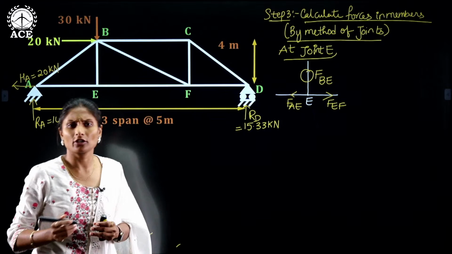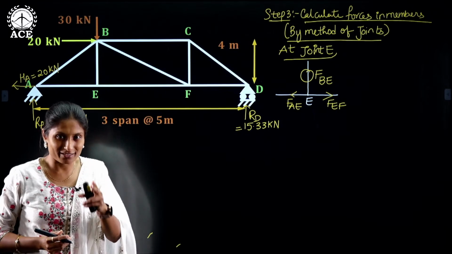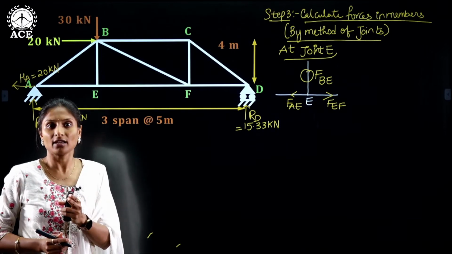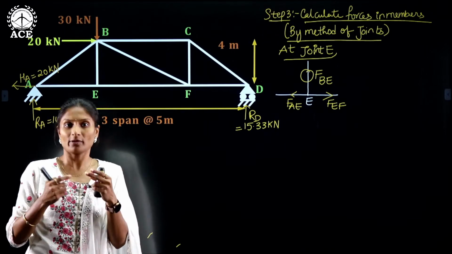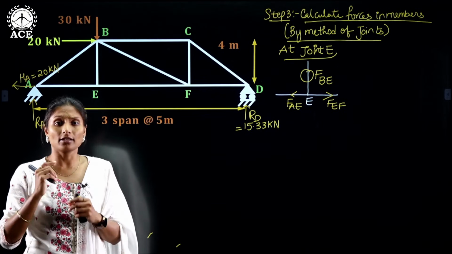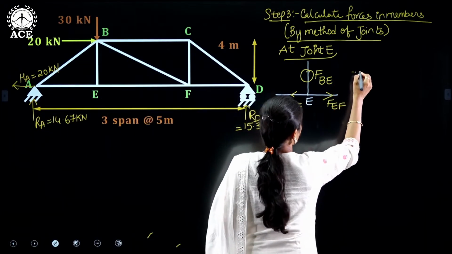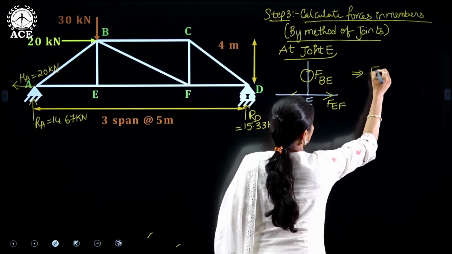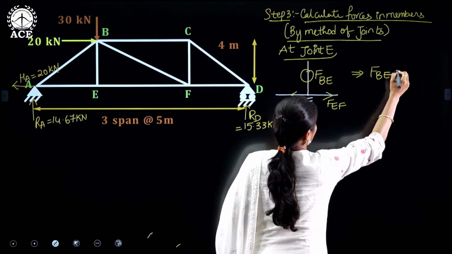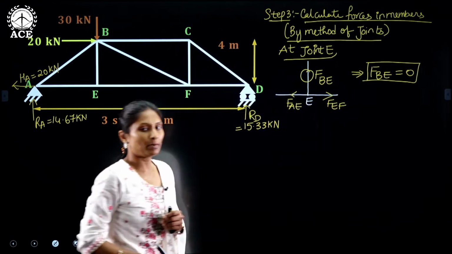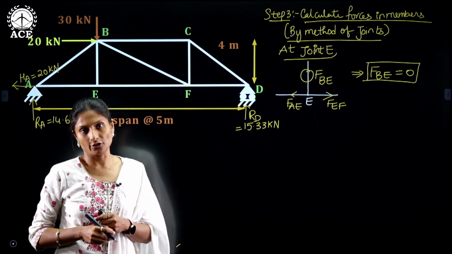According to the rule, what do you say? Rule number 3: when there are 3 members meeting at a joint, out of which 2 members are in the same line, then the force in the third member must be 0. So from that rule, we can write directly FBE equals 0.